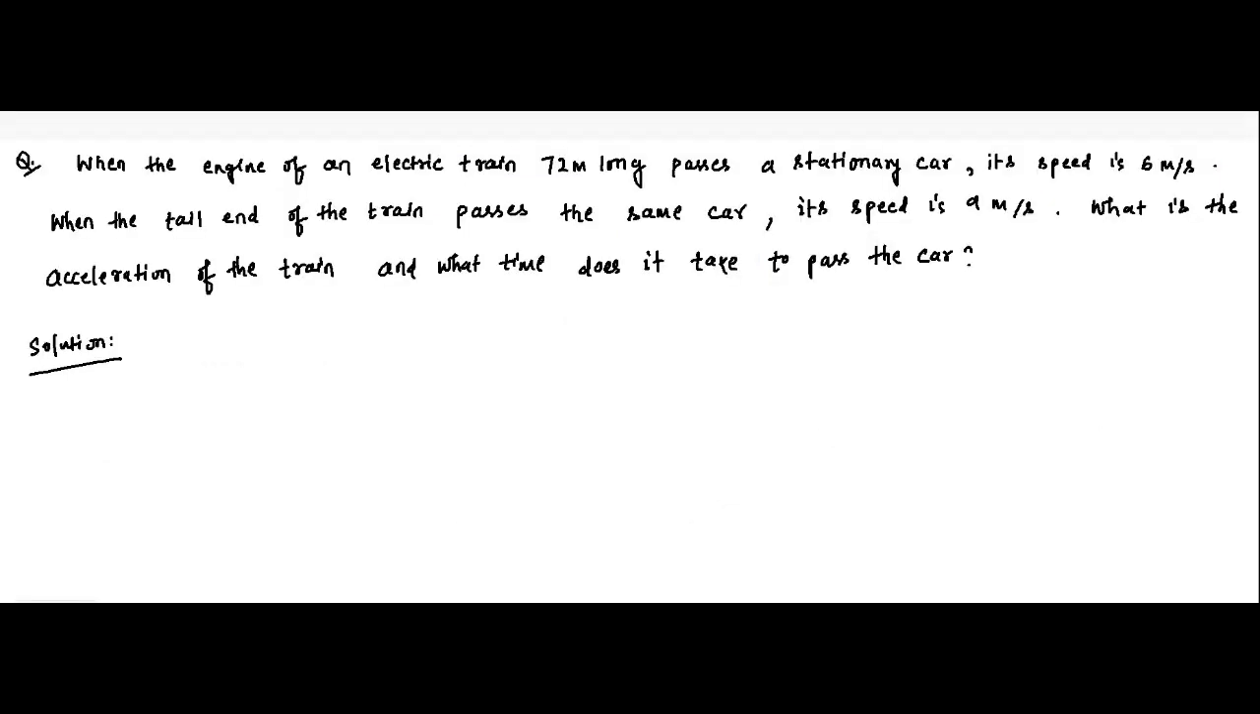So here is another question. It is given that when the engine of an electric train 72 meter long passes a stationary car, its speed is 6 meter per second, and when the tail end of the train passes the same car, its speed is 9 meter per second. What is the acceleration of the train and what time does it take to pass the car?